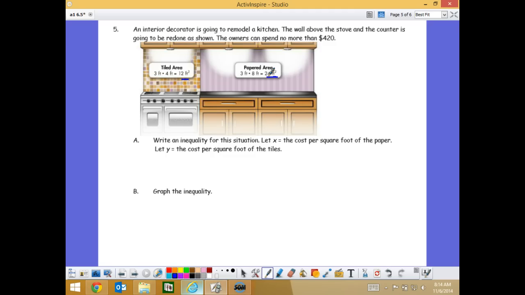The owners can spend no more than $420. So we're going to let X be the cost per square foot of the wallpaper, and Y be the cost per square foot of the tiles. So if we think about this a little bit, if we think about the paper first, the cost of each square foot is X dollars. We're not sure how much that is.